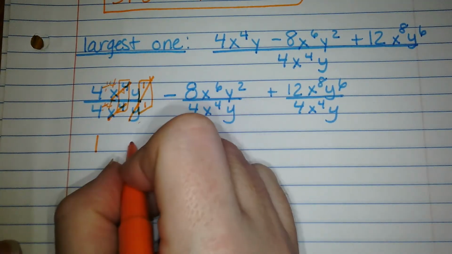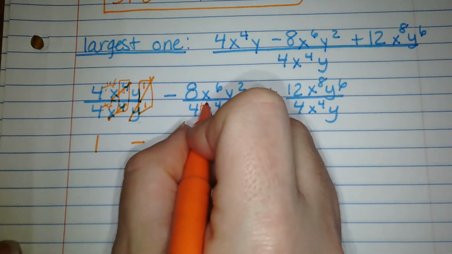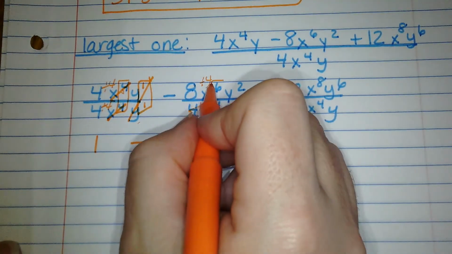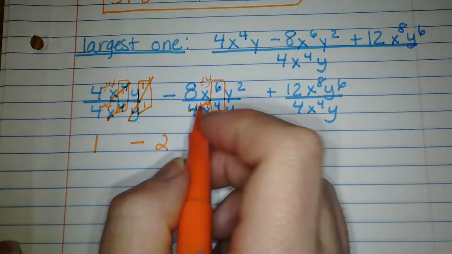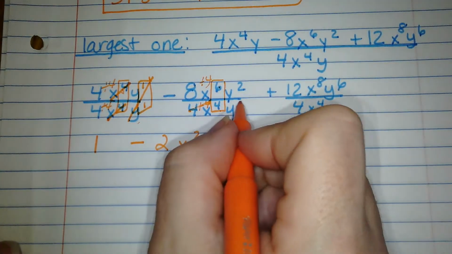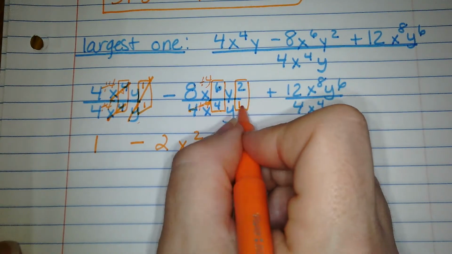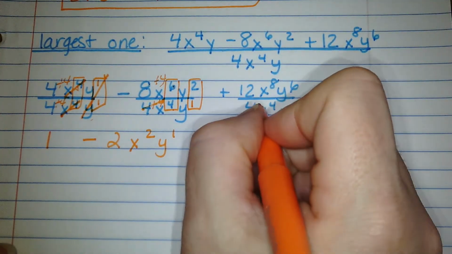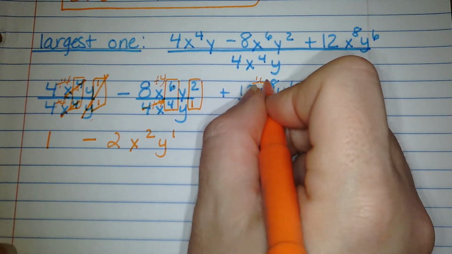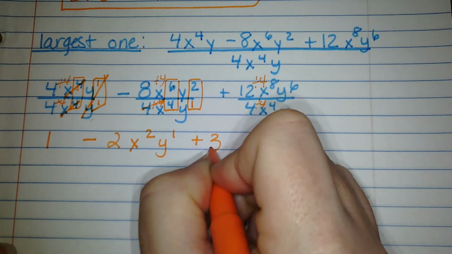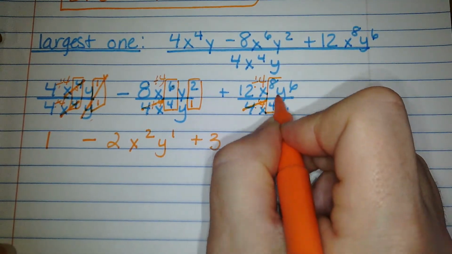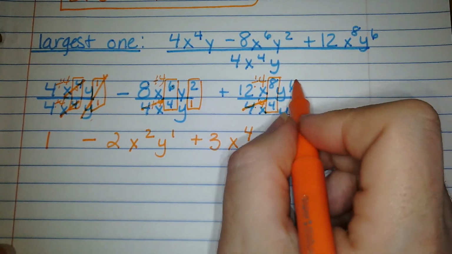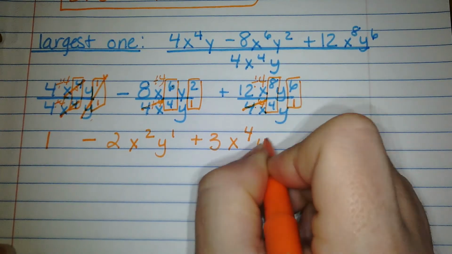And then we're going to move over here. We need a minus. Divide top and bottom by 4, and 8 divided by 4 is 2. We're going to subtract these exponents, 6 minus 4, and get x squared. And we're going to subtract these exponents, 2 minus 1, and get y to the 1st. Last one, we're going to divide top and bottom by 4. 12 divided by 4 is 3. 8 take away 4 is x to the 4th. And this is 6 take away 1. 6 take away 1 is y to the 5th.